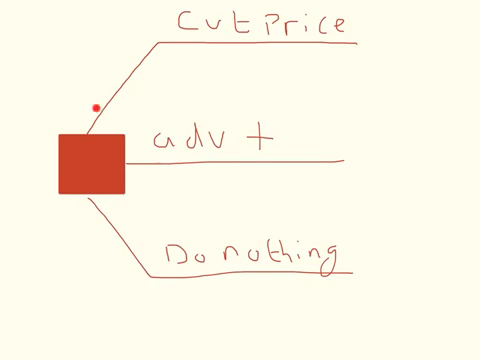So here we have the square, which is the start of the decision tree and shows that there are choices to be made. The choices shown are via the lines coming off the square, so cut price, increase advertising, or do nothing. Once the choices are there, then the decision tree will show the possible outcomes of each decision. These outcomes will be shown by a circle. The circles are at the end of the lines, and then the outcomes will come from there.